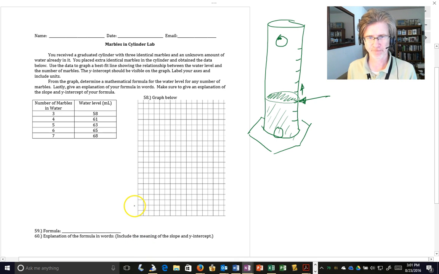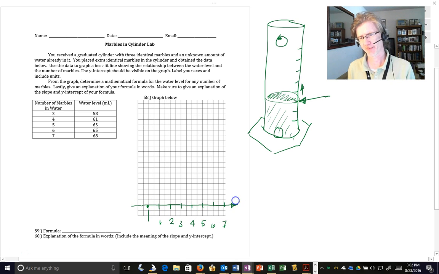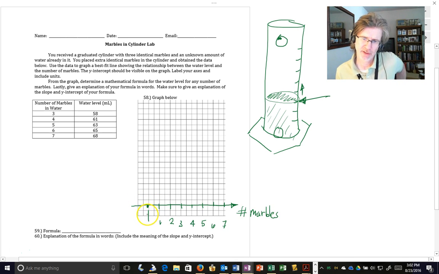Let's do this. I think what I did is I said this was 0 here, and this was 0 here. So this is 0, 0. And then we did 1, 2, 3, 4, 5, 6, 7. What those numbers are is the number of marbles. So that's my independent variable. I can add as many marbles as I want, and what should be my responding variable, the one that's going to be interesting in the lab, is that the water level is going to go up.